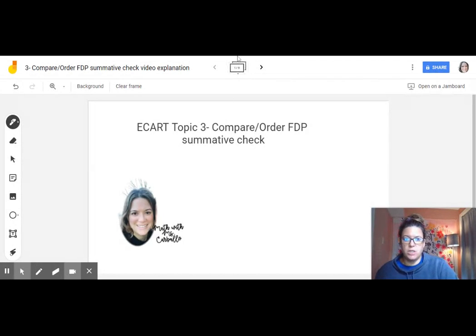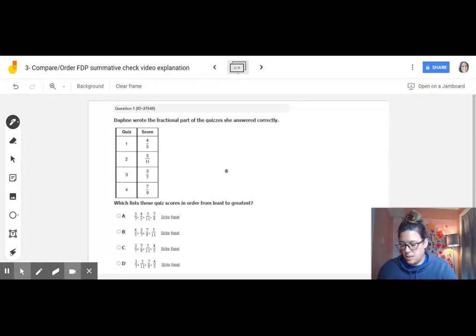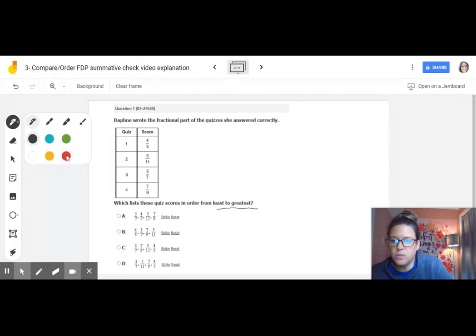So the first question looked like this. It says that Daphne wrote the fractional parts of the quizzes she answered correctly. Which one lists them in order from least to greatest? All right, first, I'm going to convert all these to decimals. And if you haven't memorized them, then you have to do long division, or I let you use a calculator.